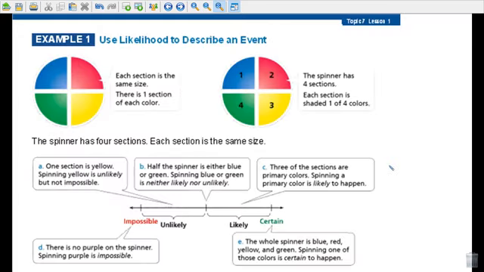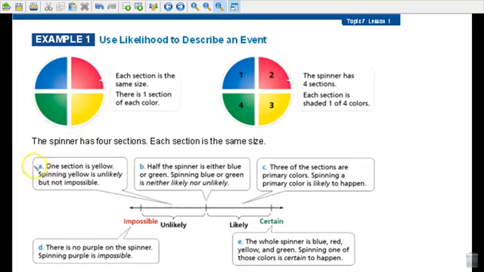So each section is the same size. There is one section of each color. The spinner has 4 sections. Each section is shaded one of 4 colors. So there's an equal possibility of spinning and landing on each color. Okay? So let's look at these.